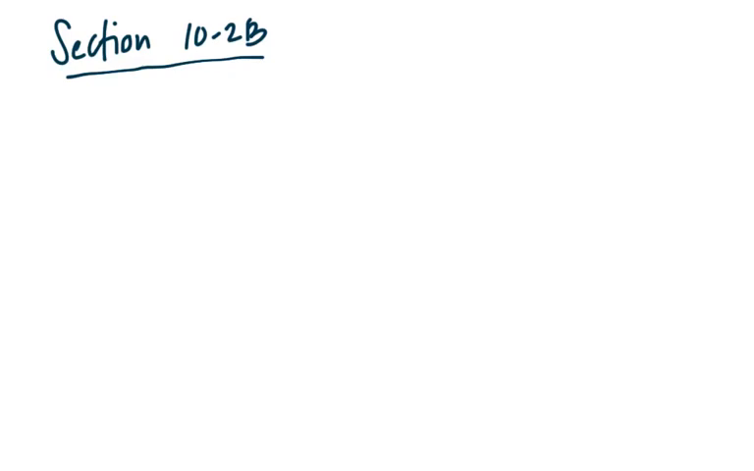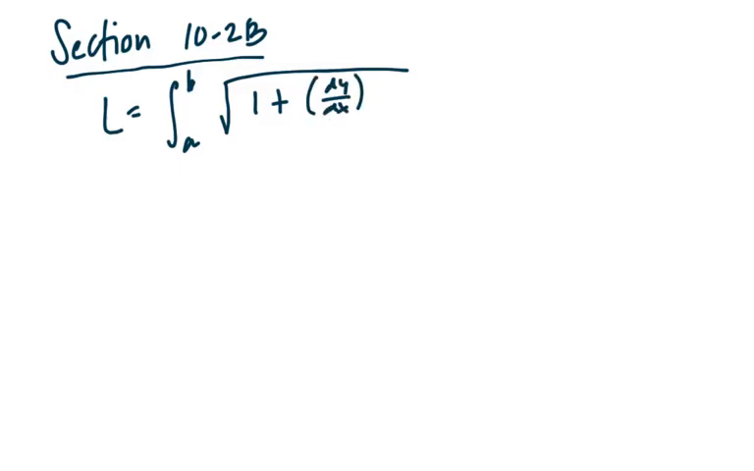So the rest of this section talks about arc length and surface area. And arc length is the integration from a to b, don't write this down, of the square root of 1 plus dy over dx squared with respect to x. But when we're in parametrics, they say let x equal f of t and y equal g of t, and t be bounded from alpha to beta.